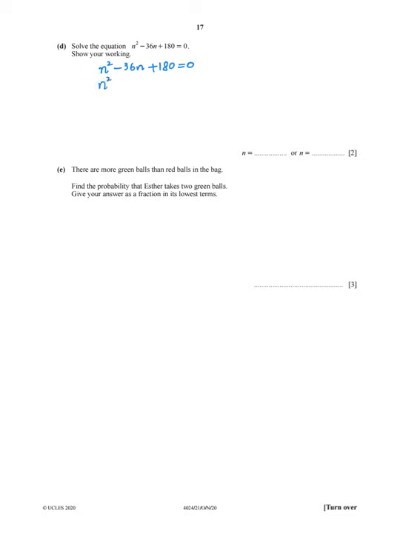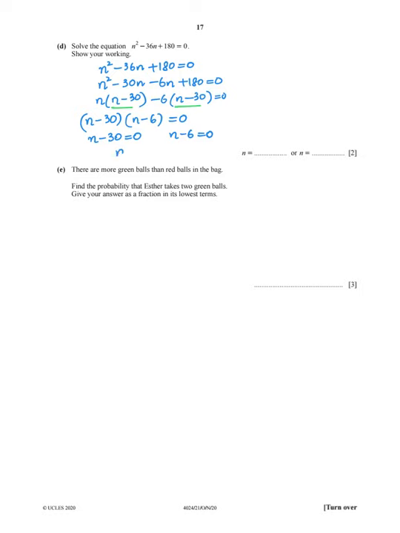So we can split the middle term, that will be n squared minus 30n minus 6n plus 180 equals 0. n times (n minus 30) minus 6 times (n minus 30) equals 0. We have a common factor here, n minus 30, so I will take common n minus 30, and the leftover part is n minus 6 equals 0. So we got two answers, n minus 30 equals 0 and n minus 6 equals 0. So n equals 30 and n equals 6. So these are the two possible answers for n.